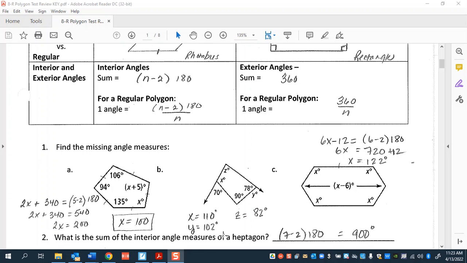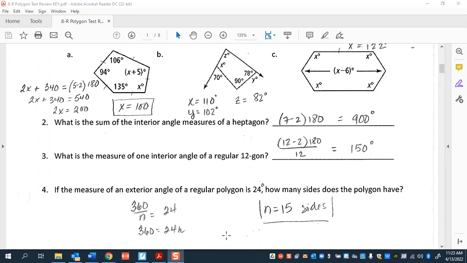All right, so looking at A, B, and C for number 1. Any questions when you look at your answers? Olivia? How do you find C?